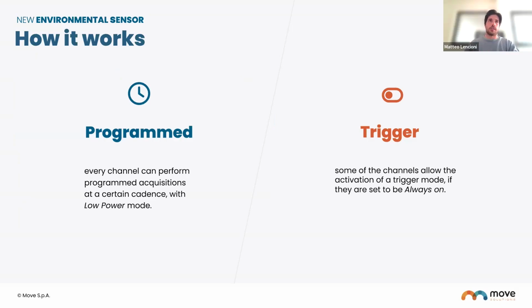Another detail on how the sensor works: the two types of acquisitions that the sensor can provide are programmed and triggered. For the programmed acquisition, you just set a sample rate, and then the sensor will provide either only instant values if it's in low power mode, or if it's in always on, also average values and maximum values, at that specified sample rate.